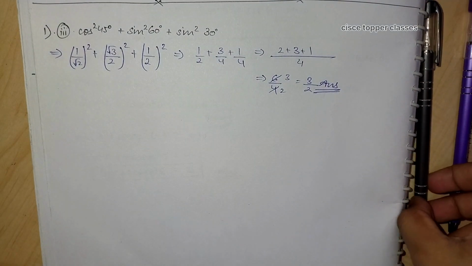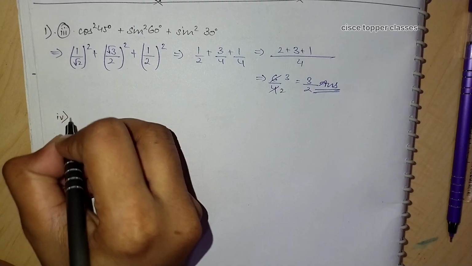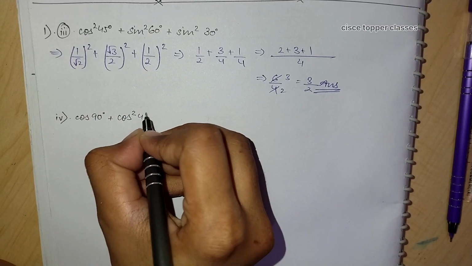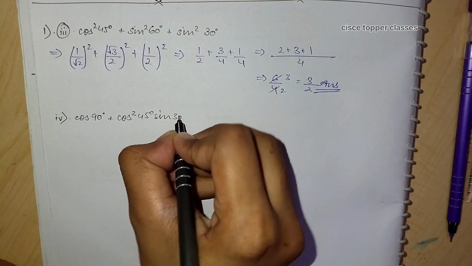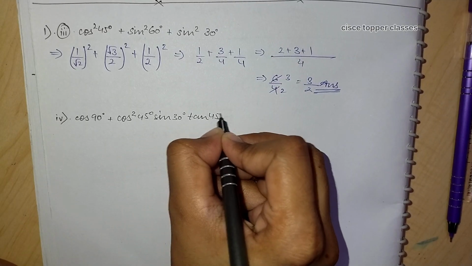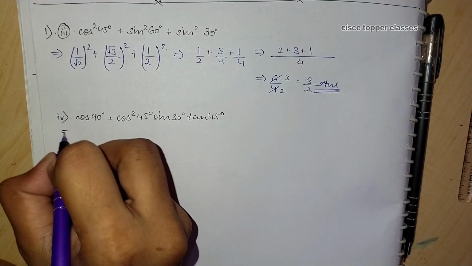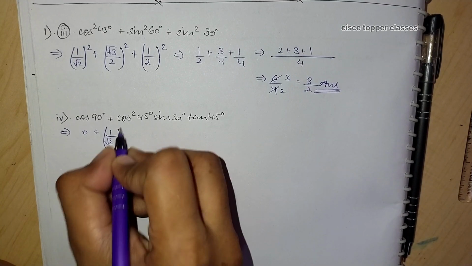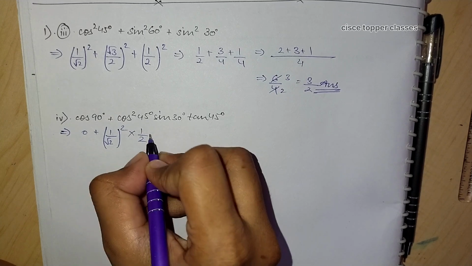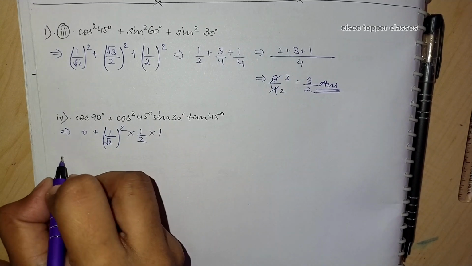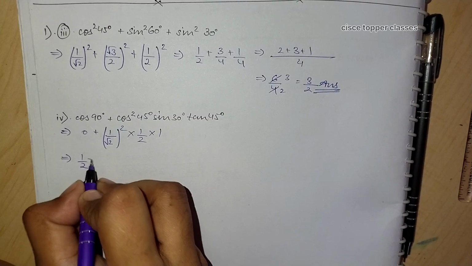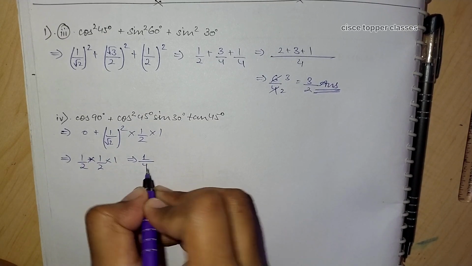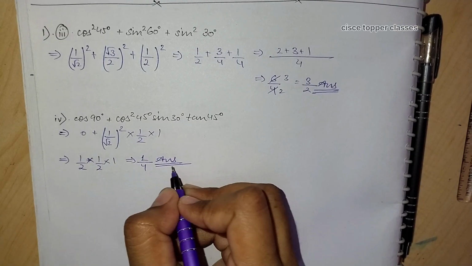third part. Now the fourth part here is cos 90 plus cos square 45 sin 30 degree and tan 45 degree. So we know the value of cos 90, which is 0. So 0 plus cos square 45, we can take (1 by under root 2) whole square, into sin 30, which is half, tan 45 is 1. So this part we can write 1 by 2 into 1 by 2 into 1, which is 1 by 4. So this is the answer of the fourth part here.